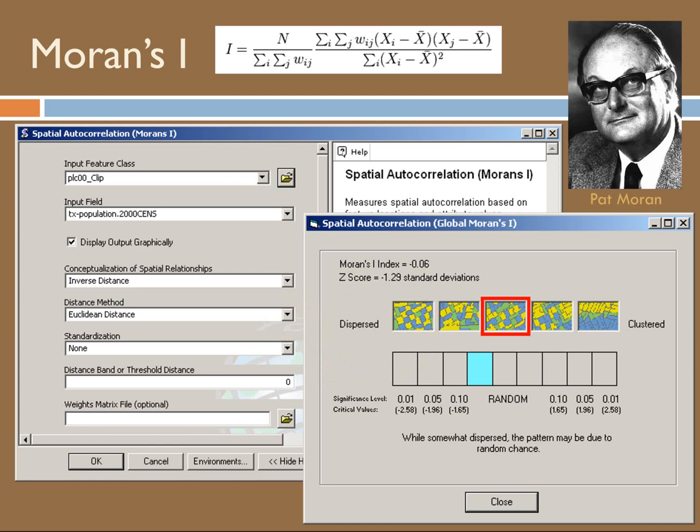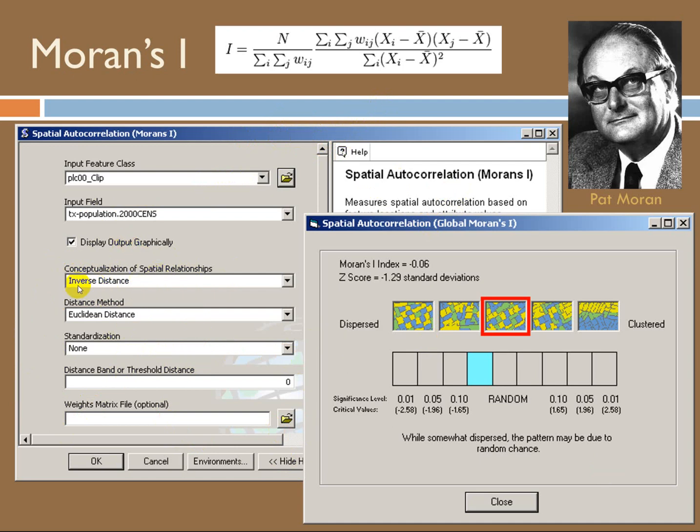So really quickly, I want to draw your attention to the conceptualization of spatial relationships input. This is another time when you really want to have the tool help open and read about these things. I just want to go over a couple of them really quick. You can look them up in the ArcGIS resources. It's one of my favorite things. I have my interweb handy at all times when I'm running tools like this for the first time. So just a quick explanation of the options.